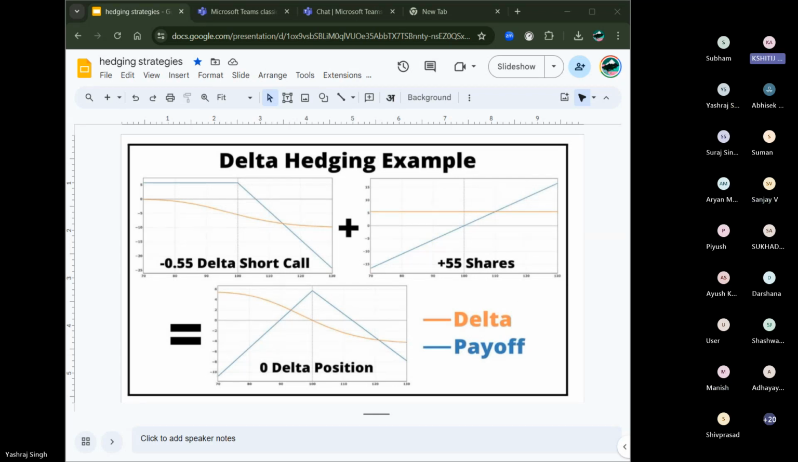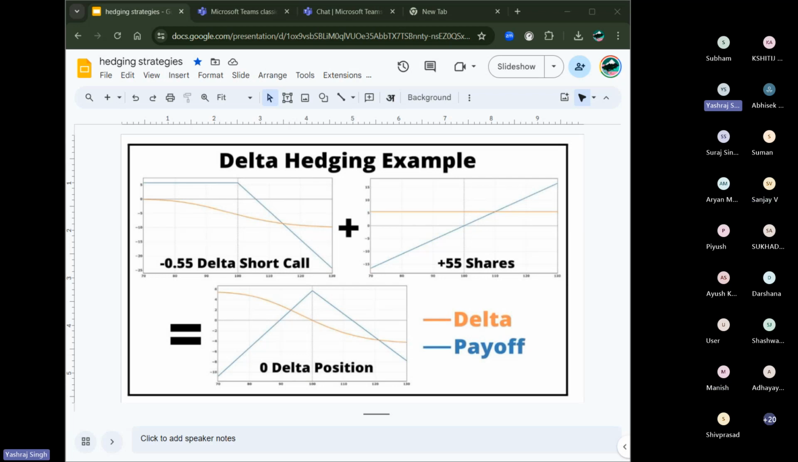Manish basically wants to ask, is delta the same as price elasticity, but with respect to volatility? Price elasticity with respect to volatility. See, intuitively, you need to understand delta as the sensitivity of an option with regards to its underlying, right?